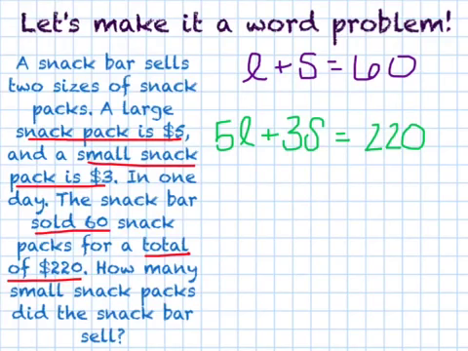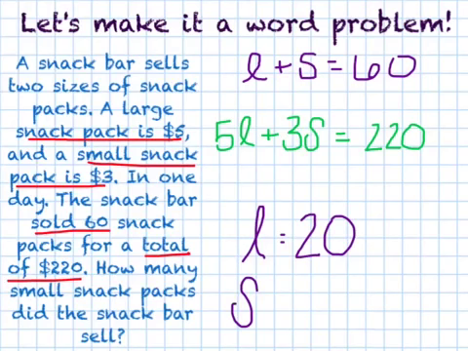Now, I want to give you guys the opportunity to go ahead and try to solve this for yourself. If having the letter S in there confuses you, get rid of it and put something else like B or X. But I want you to go ahead and try to work this one out on your own. In the end, your answer should tell you that your large snack packs, you sold 20 of them, and your small snack packs, you sold 40. So go ahead, work it out by yourself, test yourself, see if you understand what's going on.